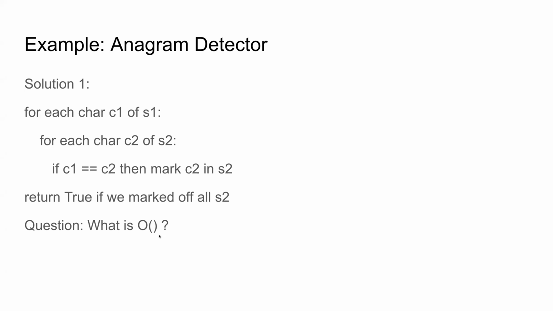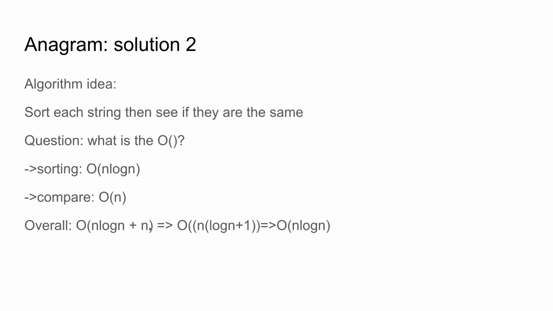But the question is, what is the big O for that? You can see there are two for loops, right? So if the size is defined as the number of characters in the string, n, then you have to go through n and n multiplied together, so n squared, right? The other way to define anagram detection is we sort the strings first, and then we compare each one.